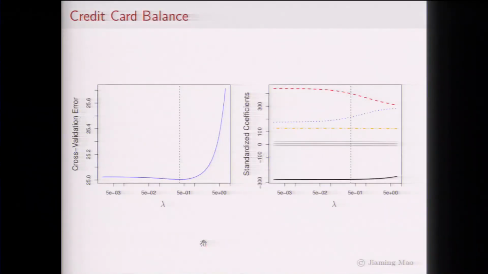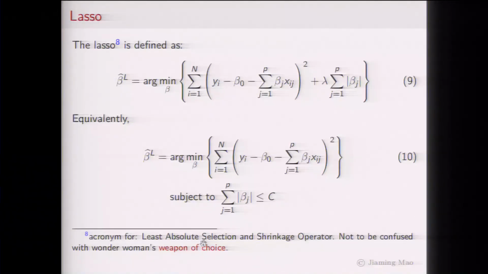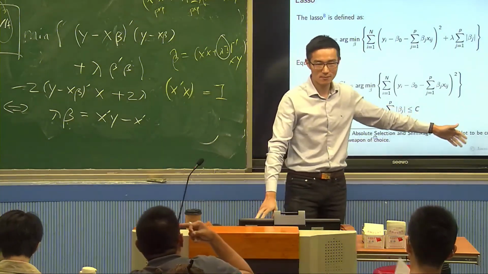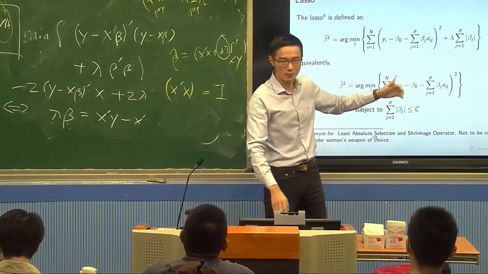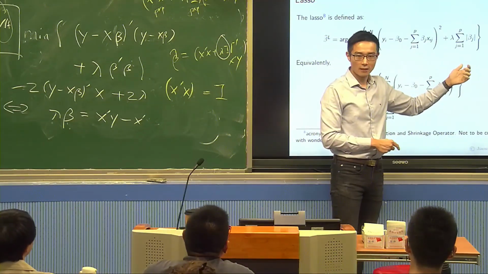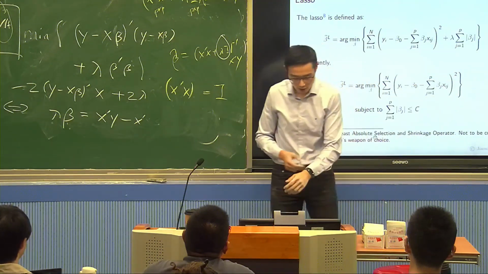That concludes today's lecture. Next time I'm going to talk about lasso. Everybody has heard of lasso. People typically tend to know lasso more than ridge, but lasso is a different kind of penalty than ridge. It's very similar to ridge, just a different kind of penalty. We'll talk about that next class.